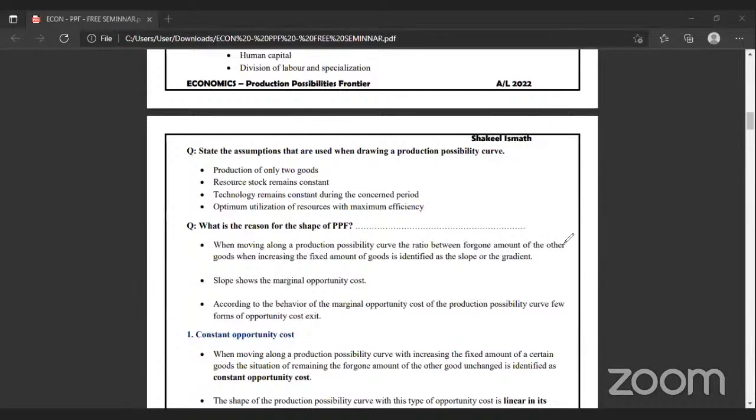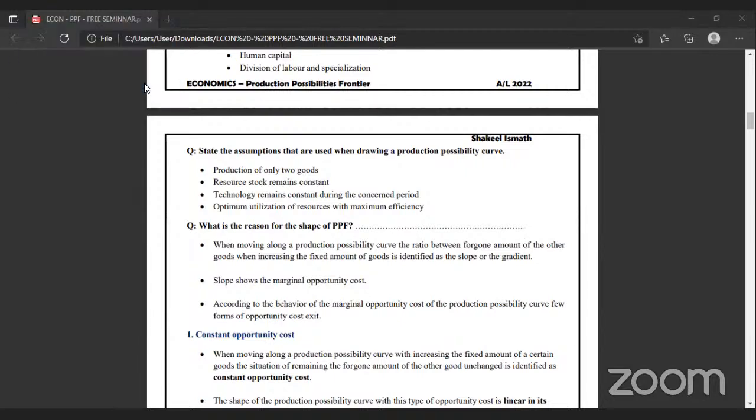In economics, according to mathematics, what happened suddenly? Wait, hold on. I couldn't annotate. Well, okay. According to the mathematics, in the graph, we can show the y-axis and x-axis, right? So only two combinations we can show.